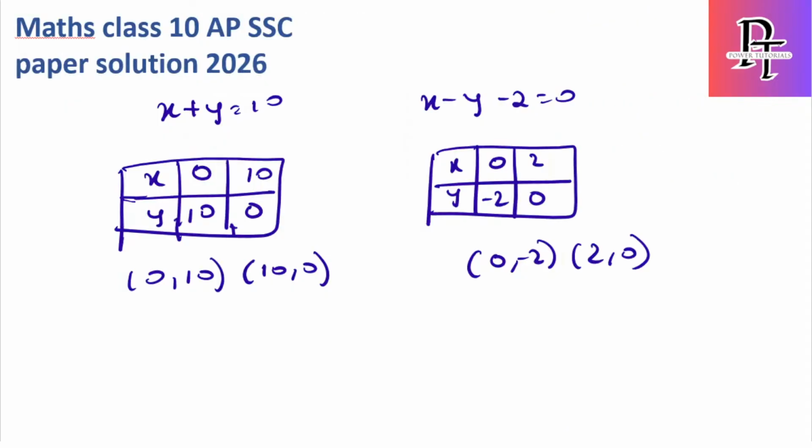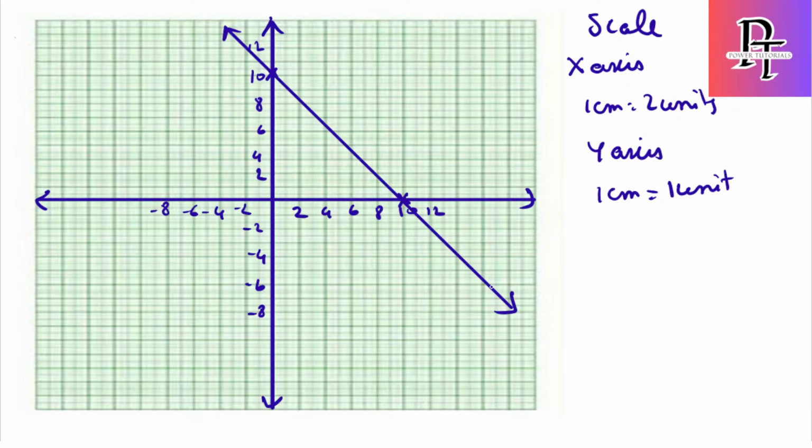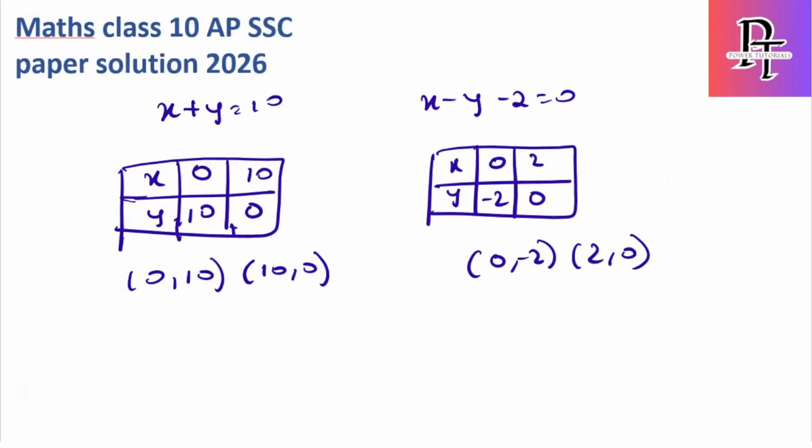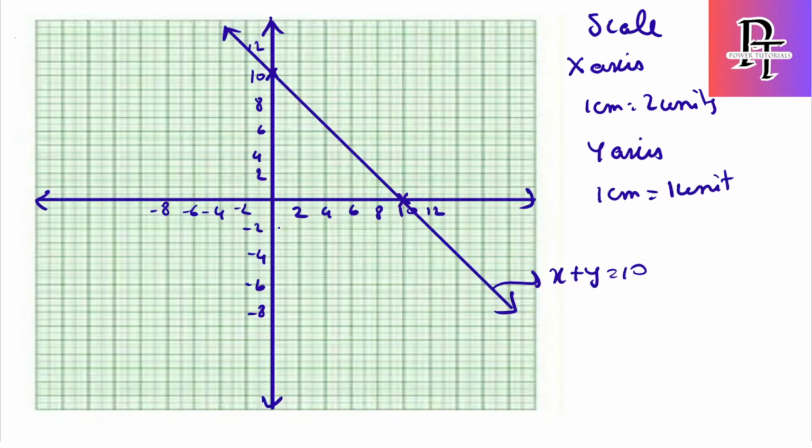This is the first equation, which is x plus y is equal to 10. Second equation, 0 minus 2 and 2 comma 0. 0 minus 2 is here and 2 comma 0 is here. Let's mark this and draw it freehand. Make sure you draw with a scale and pencil, okay? But here for me it's not proper, so that's why I'm using freehand.